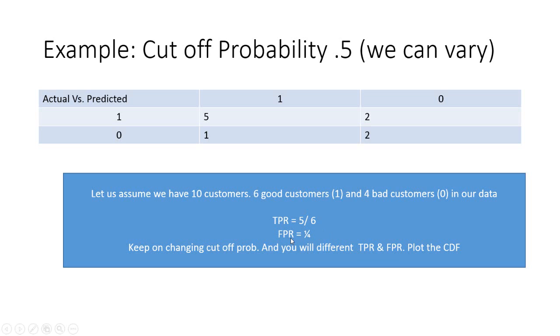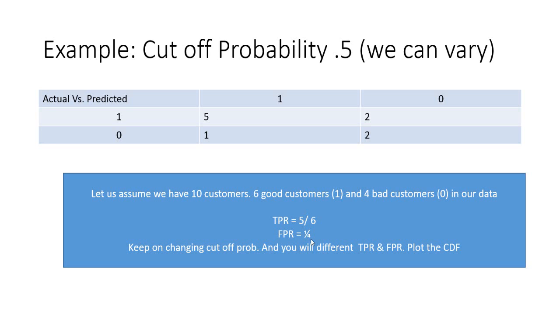What is FPR? False positive rate. False positive, remember it correctly, is nothing but somebody is a bad customer but classified as a good customer. You can see here the predicted model says it's a 1, but the actual data says it's a bad customer. So a bad customer has been classified as a good customer. How many cases are there? 1 case is there. So the FPR is 1 by 4. Why 4? Because there are 4 negatives.